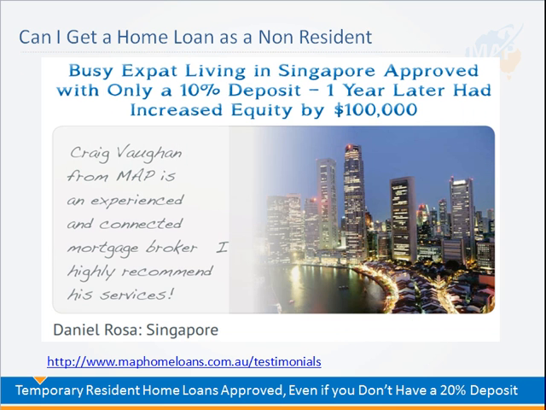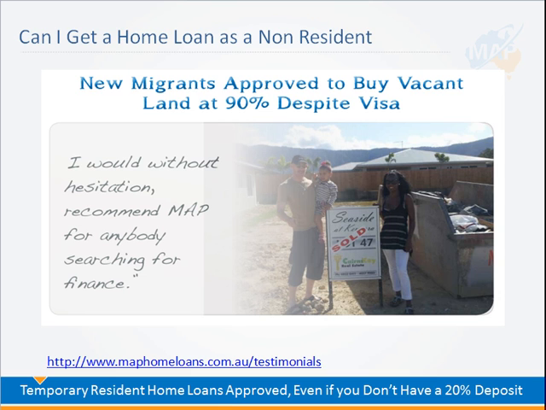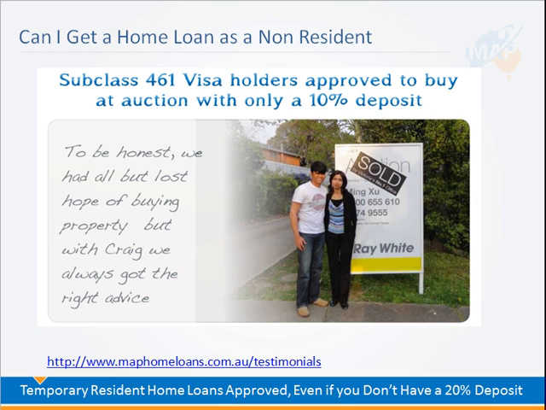Just quickly on what some clients have said about us. This one here is for Daniel Rosa. He was living in Singapore as an Australian expat, and we managed to arrange him up to 90% for his purchase. Chris and Ruth here from Cairns, they were from the UK. They were here on a migrant visa, subclass 820. We arranged finance for them to buy their block of land and also now building their new home. So they're halfway through construction at the moment, and they'll be moving in very shortly. And finally, we've got here Aziz and his wife, and they purchased a property whilst on a 461 visa, and we managed to arrange finance for them with only a 10% deposit.